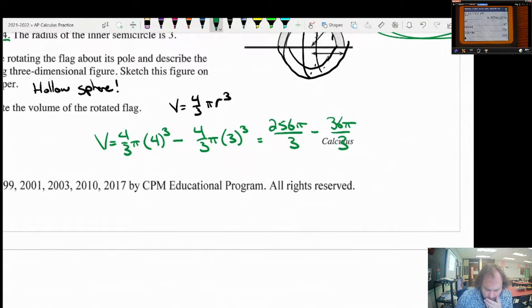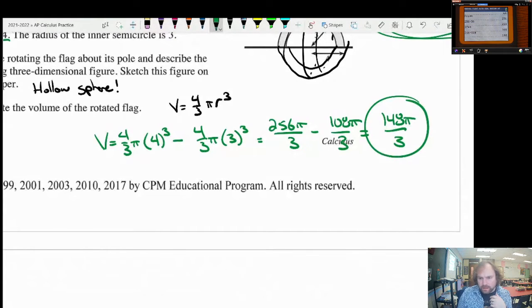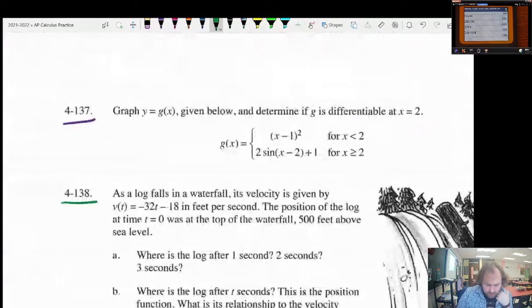3 to the third power. Oh, 3 to the third power is 80. 20. Oh, that's the wrong number. Sorry. 3 to the third power is 27. 27 times 4. That's what it is. 108. 108 pi. That's what I'm looking for. So 256 minus 108 is going to give us 148, and that's the answer. 148 pi over 3, and we'll call it a day after that. Pretty cool. Okay, next question.